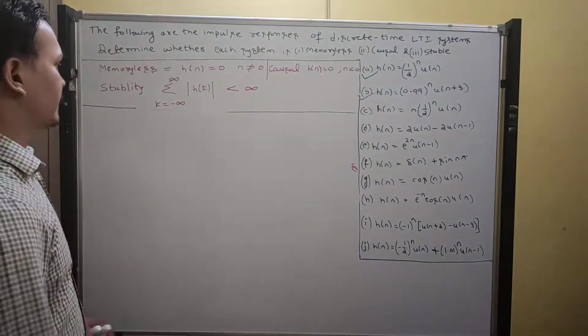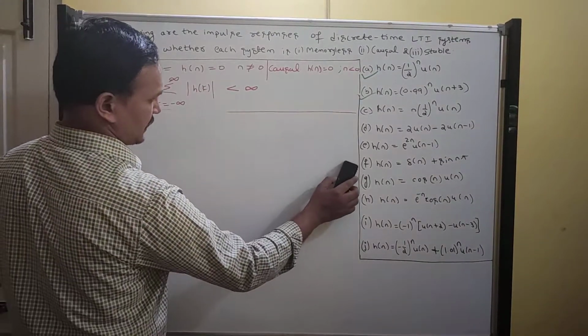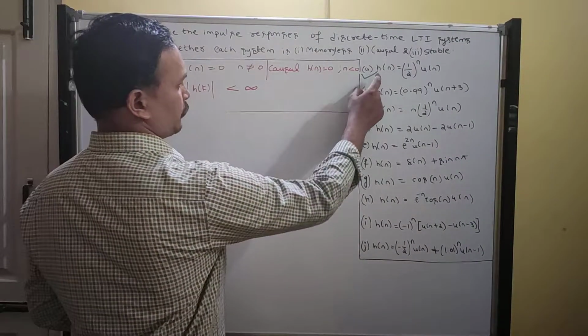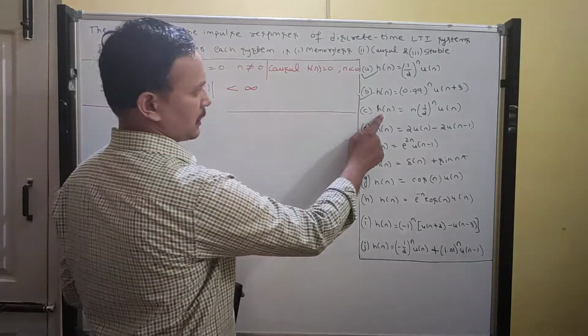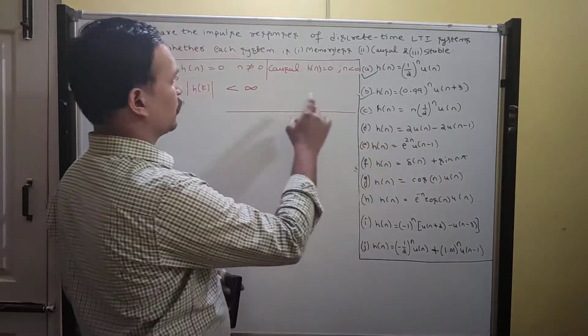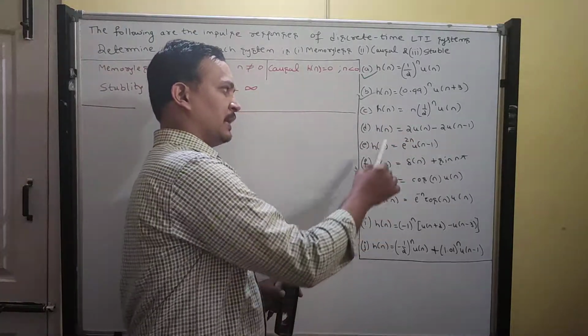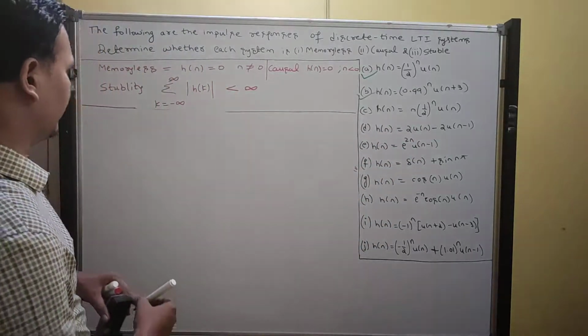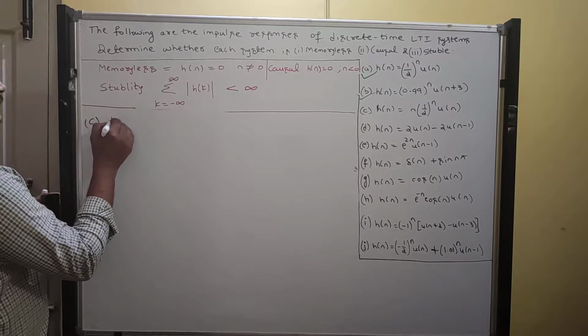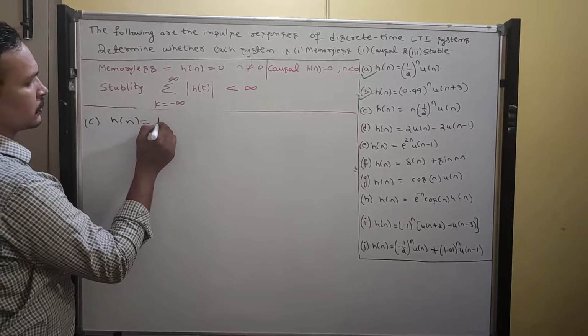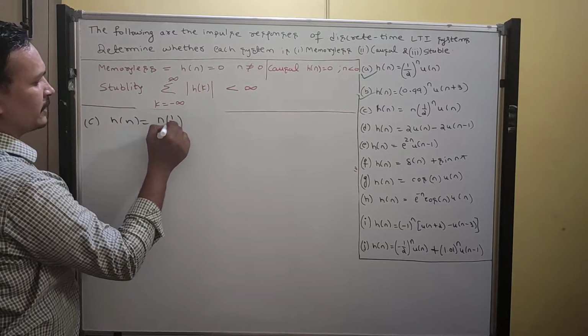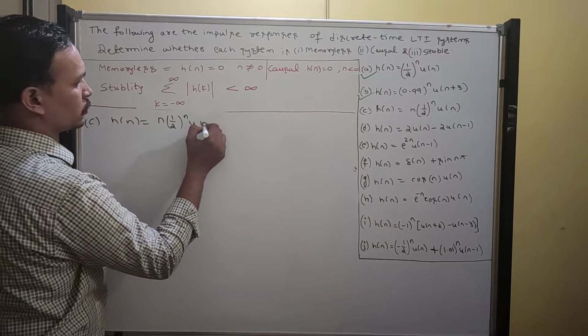So good evening students. Last class we have solved these two problems. While solving this problem, I checked only memoryless and causal. Now I am going to check the stability condition for problem C. So what is the question? h of n is equal to n into (1/2)^n u of n.